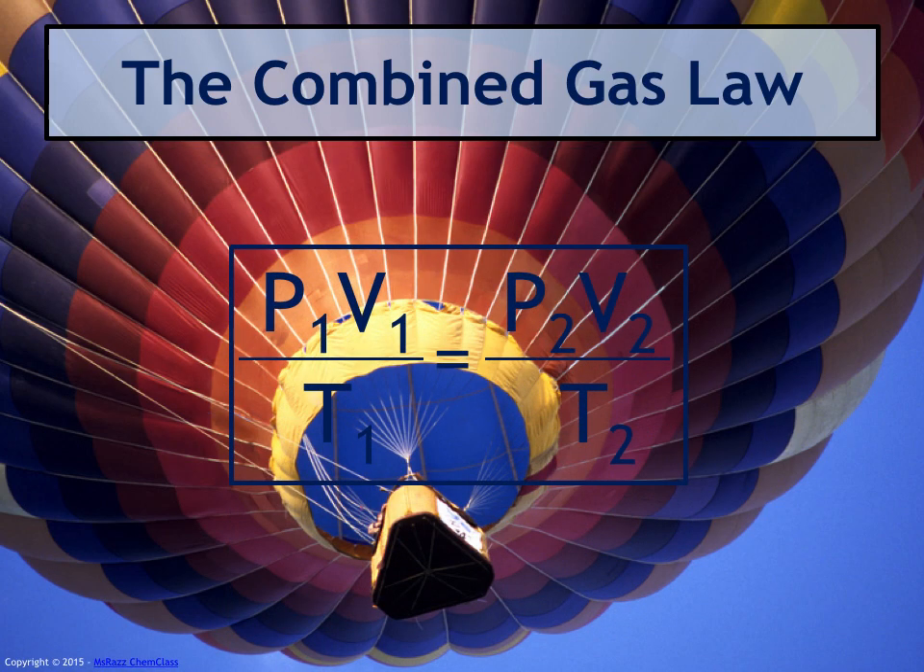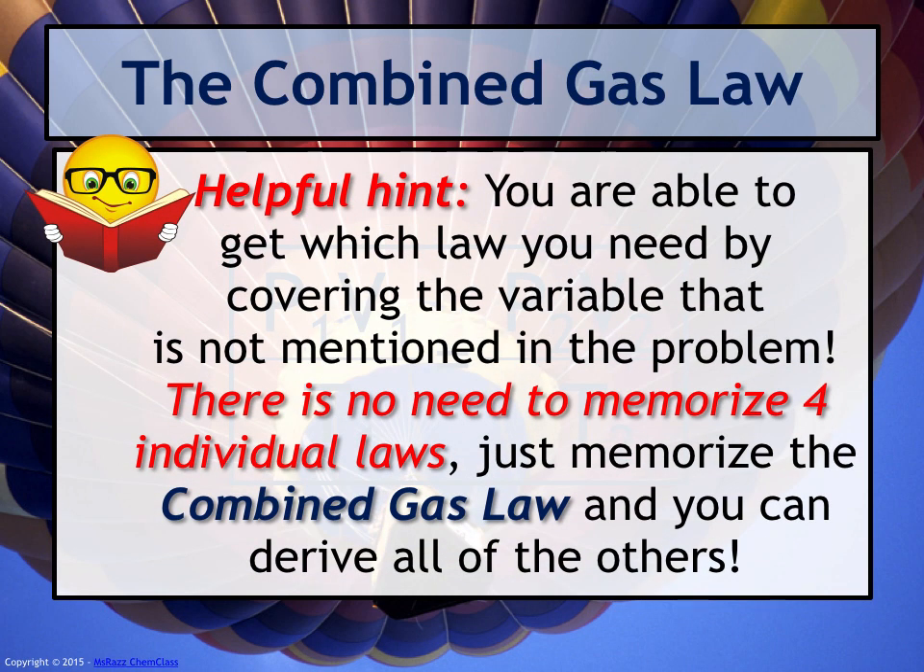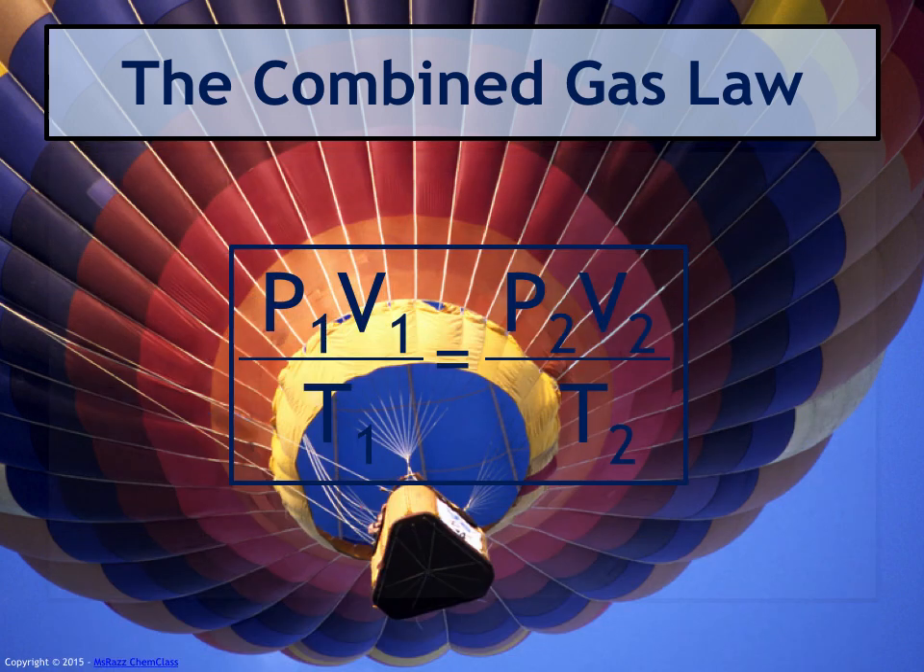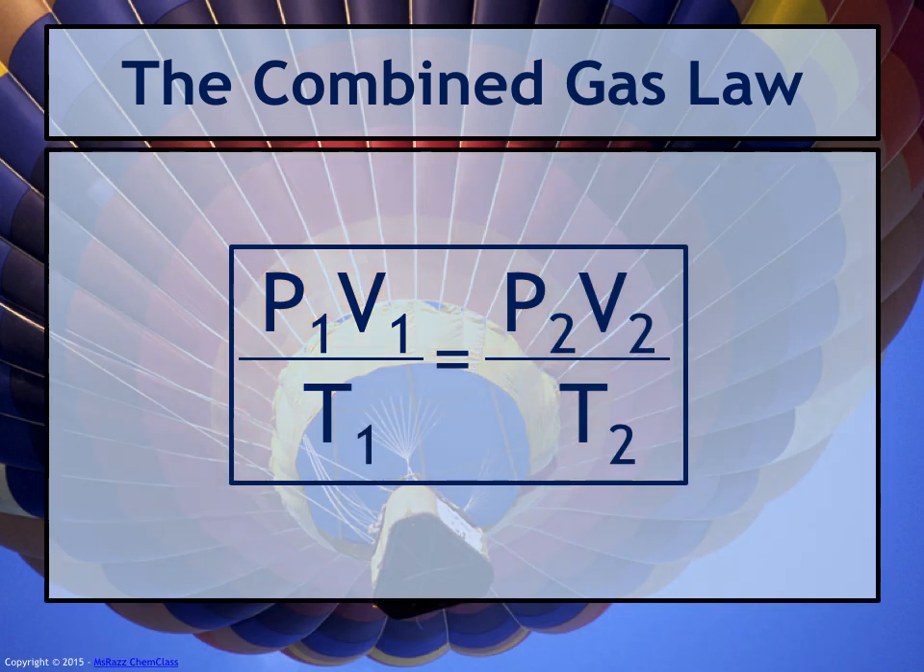The combined gas law looks like this. So it's P1 V1 over T1 is going to equal P2 V2 over T2. What's nice about this is that you don't need to memorize each of the individual laws. You can just cover up whatever variable you're not using, and that will leave you with the rest of the variables. So all you really need to know is the combined gas law, and from that you can get the others.